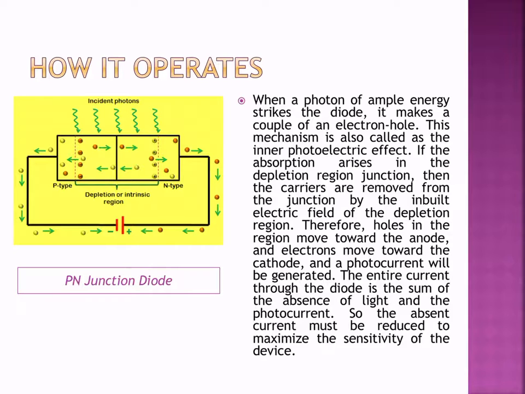Therefore, holes in the region move toward the anode, and electrons move toward the cathode, and a photocurrent will be generated. The entire current through the diode is the sum of the current in the absence of light and the photocurrent. So the dark current must be reduced to maximize the sensitivity of the device.